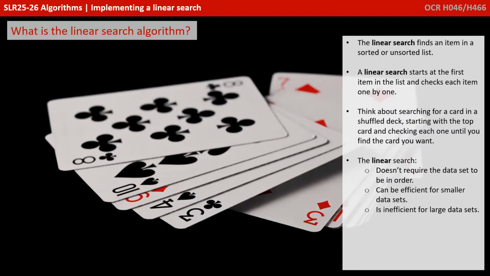So the linear search finds an item in a sorted or unsorted list. A linear search starts at the first item in the list and checks each item one by one. Think about searching for a card in a shuffled deck, starting with the top card and checking each one until you find the card you want. So the linear search doesn't require the data set to be in any particular given order. It can be efficient for small data sets, but is typically quite inefficient for large data sets.